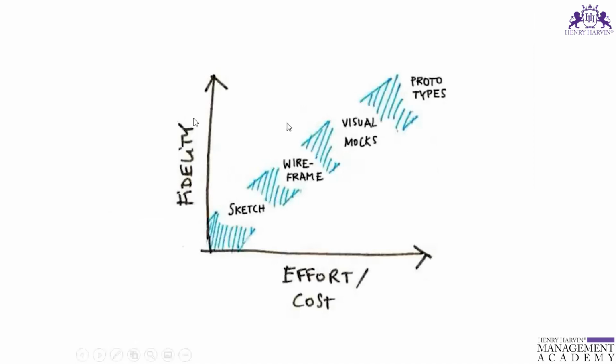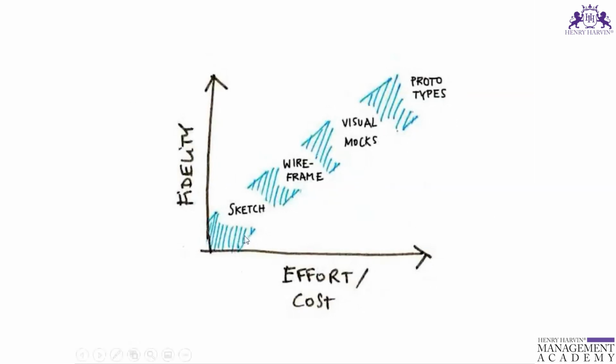So the more fidelity you are looking for in the product or prototype, or for a final product or MVP, the more effort and cost is involved. Typically it starts with sketching, then there is something called a wireframe, then visual mockups, then they finally come out with the final prototype. So the more fidelity you are looking for in a prototype, the more effort and cost is involved. Now I'm going to explain in detail what the different kinds of prototypes are.